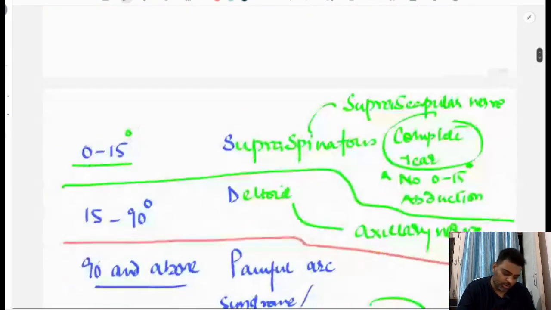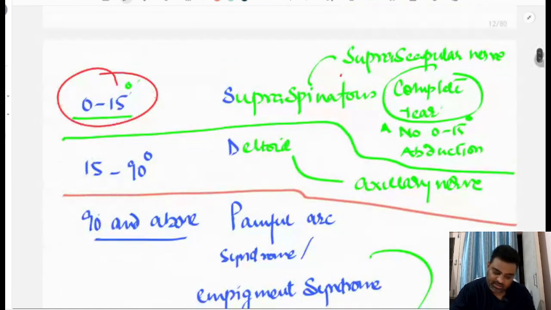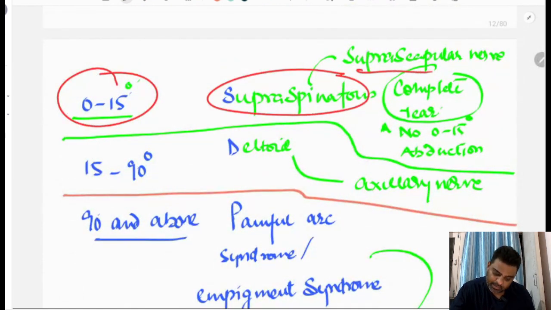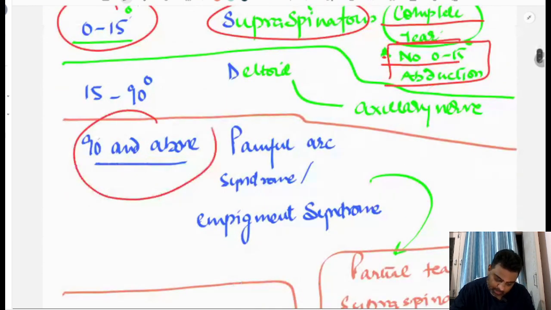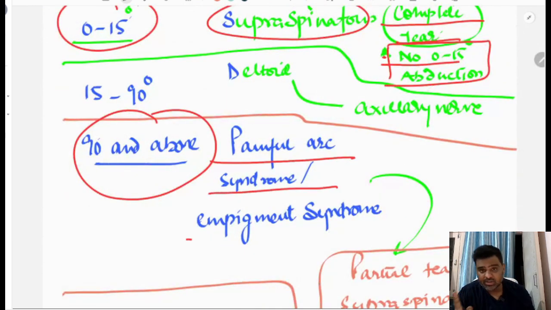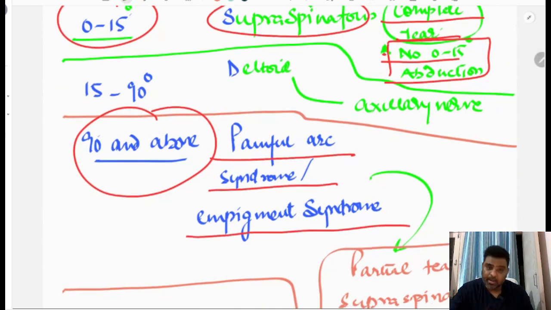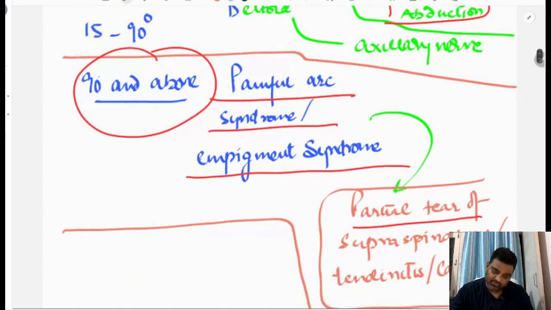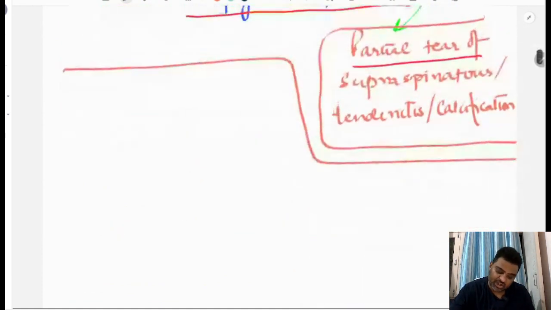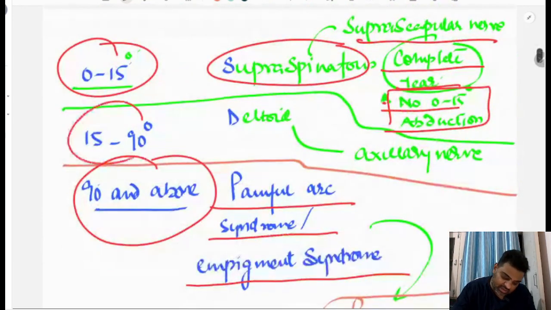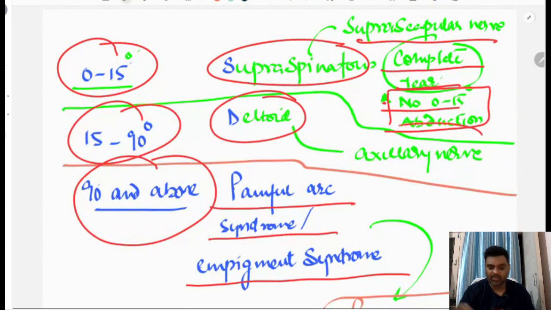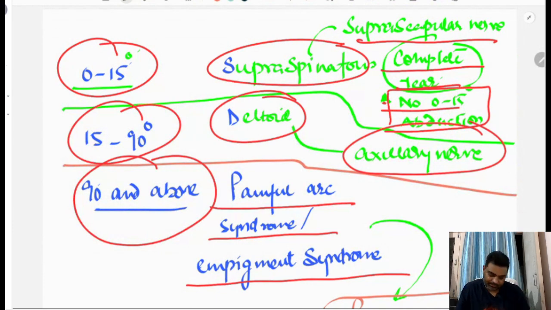So I've told you 0 to 15 degrees, supraspinatus complete tear, so no 0 to 15 abduction. So if they ask complete tear, but if it is 90 and above, that is known as painful arc syndrome or impingement syndrome. And this is the partial tear of supraspinatus, or there can be tendinitis or calcification. And between 15 to 90, it is the deltoid, which is supplied by the axillary nerve, which we have already discussed.